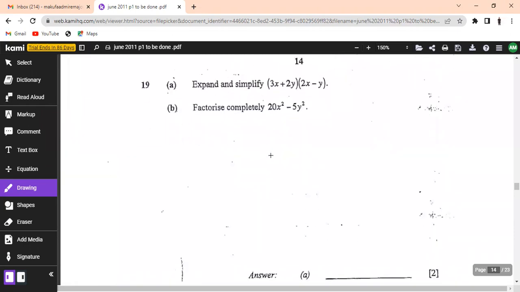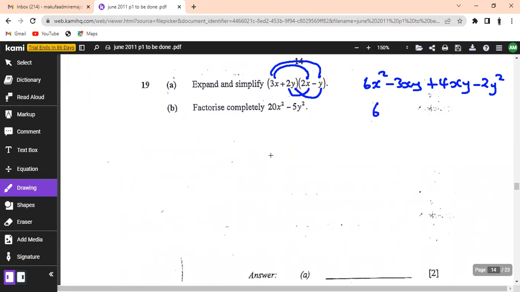Guys, as you know, for expansion of brackets, we have to multiply. 3X and 2X, that's 3 times 2, which is 6X squared. 3x and minus y here, which is minus 3xy. We are done. We move on to 2y and x. So it's going to be 2 times 2, which is 4xy. We are done. 2y and minus y here, which is going to be minus 2y squared.